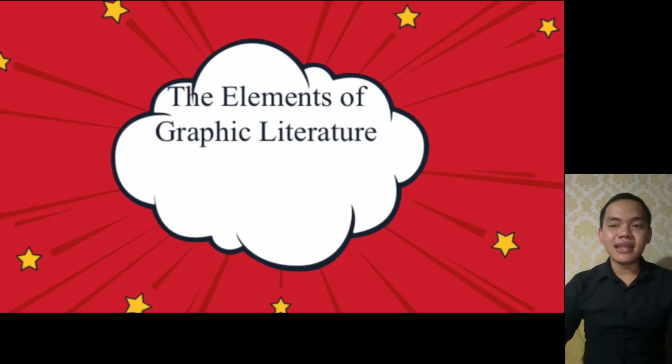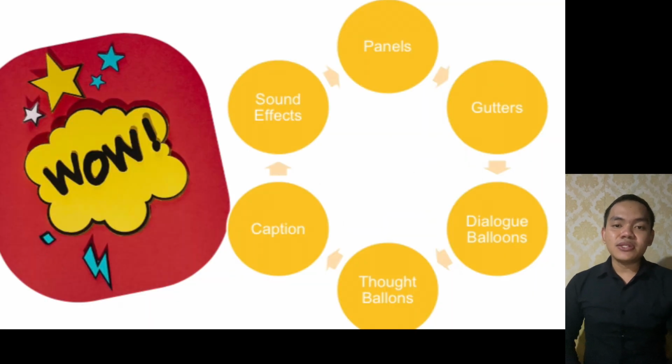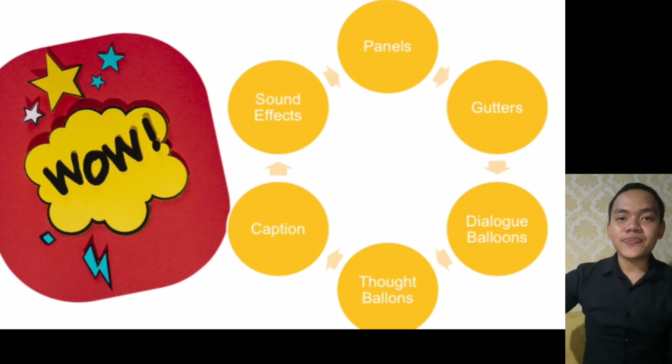And here are the elements of graphic literature. There are 6 elements of graphic literature. The first is sound effects, panels, gutters, dialogue balloons, thought balloons, and captions. And how do you define all these elements in graphic literature? So I will give you some examples in my midterm paper.